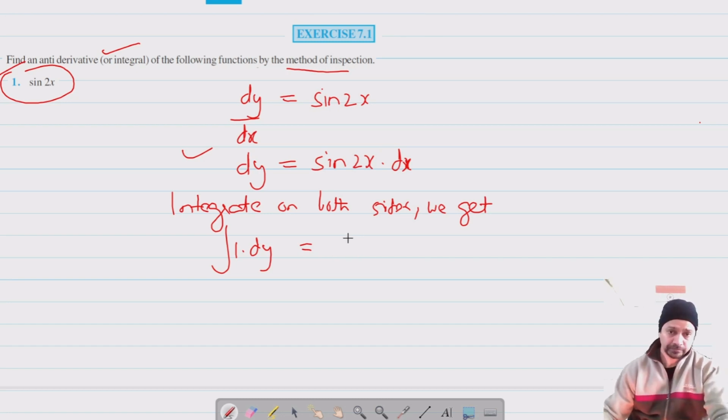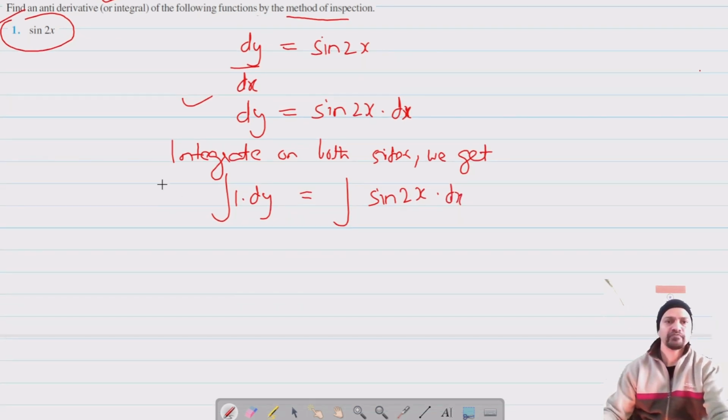and the integration of sine 2x into dx. We have to find the primitive. So we know that the differentiation of x with respect to x is 1, so its primitive is x. So the primitive of 1 should be y. That is, integration of 1 into dy, and integration of sine 2x.